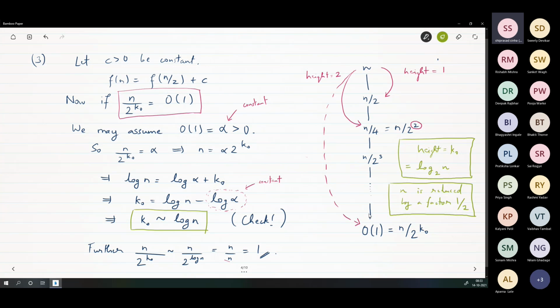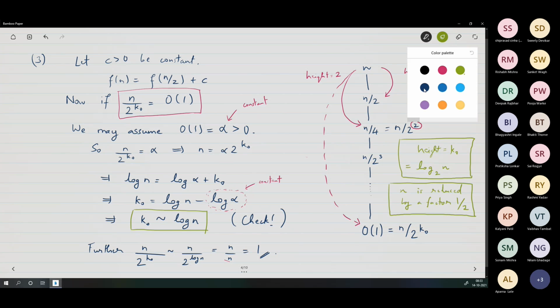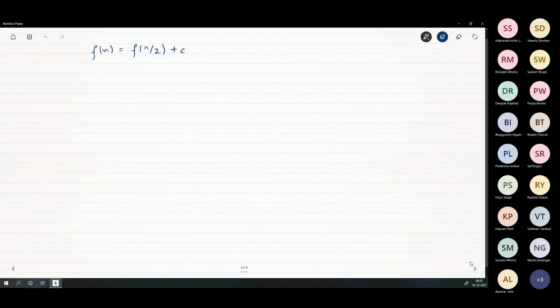Is that okay? Anybody else? Nothing? Everything is fine? Okay, so let's go ahead. This is the main thing that I wanted you to understand, this concept of height that you get when you look at a tree. So let's go into one example.